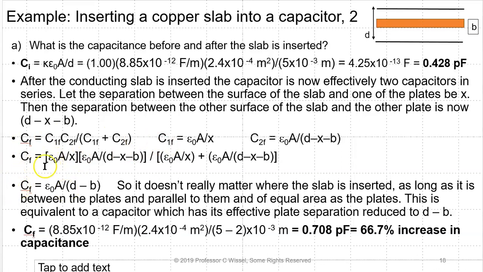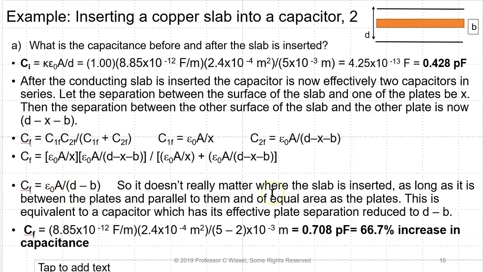CF is going to be equal to the quantity epsilon A divided by X times epsilon A divided by the quantity D minus X minus B, divided by the quantity epsilon A divided by X plus epsilon A divided by D minus X minus B. If you get rid of all the terms that are common to this and cancel them all out, you wind up with CF equals epsilon naught A divided by D minus B.